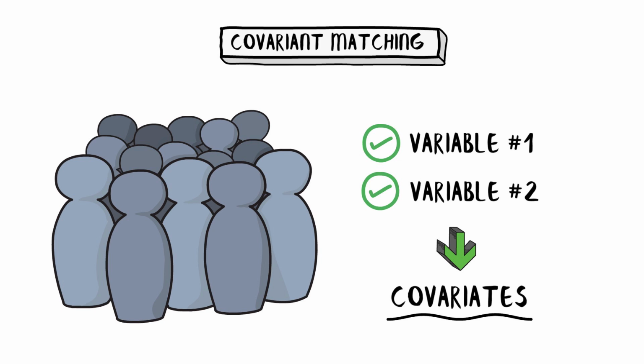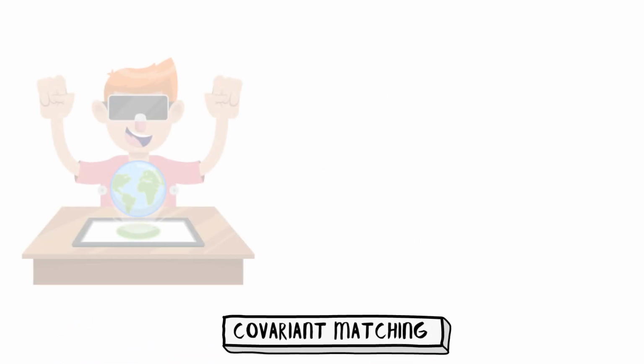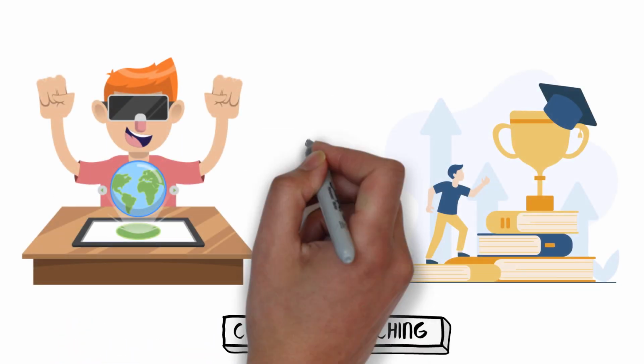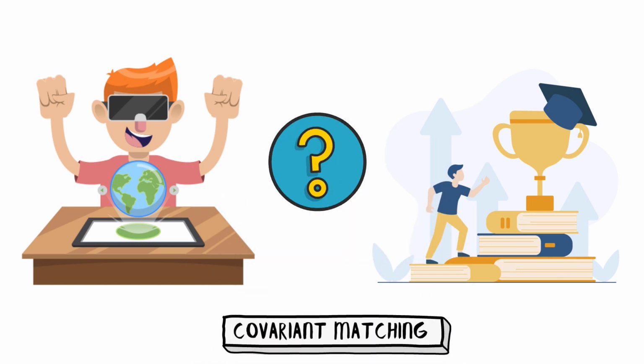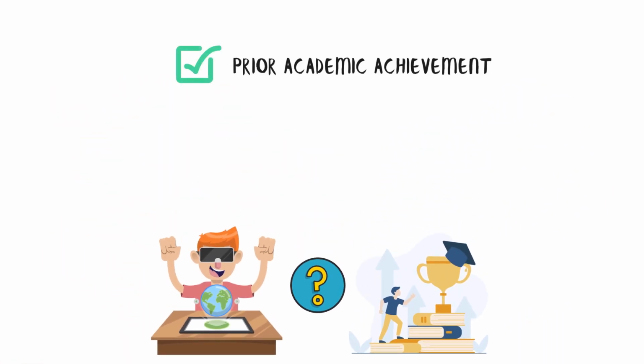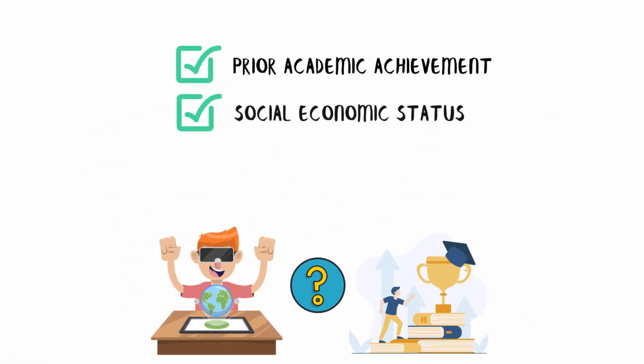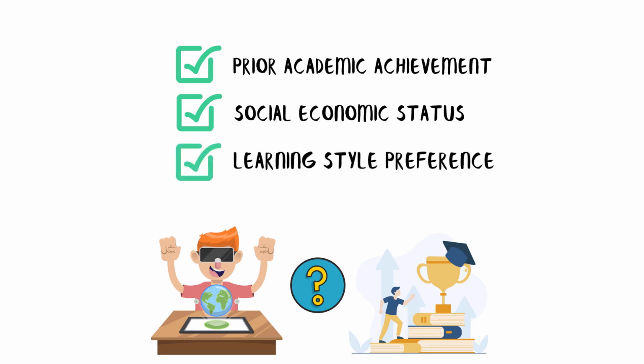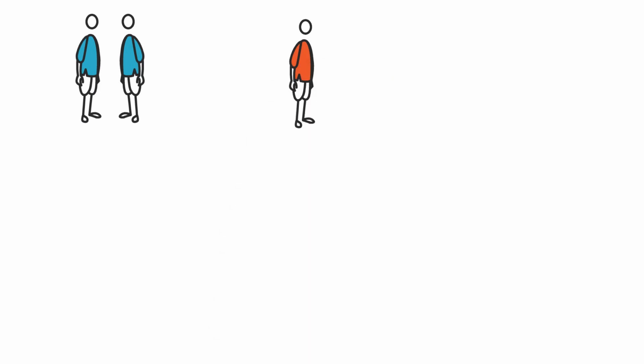An example of matching could be a research design looking at a new teaching method to improve academic performance in elementary school children. If the researcher is looking for variables that may impact academic performance, such as prior academic achievement, socioeconomic status, or learning style preference, the use of matched participants can help this research design.